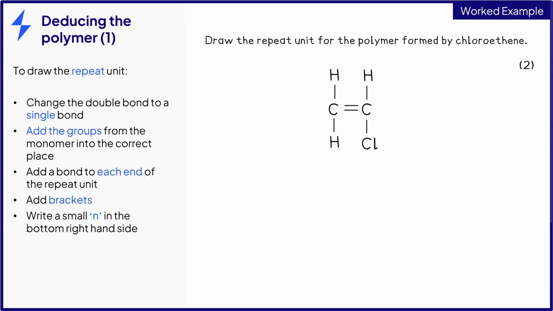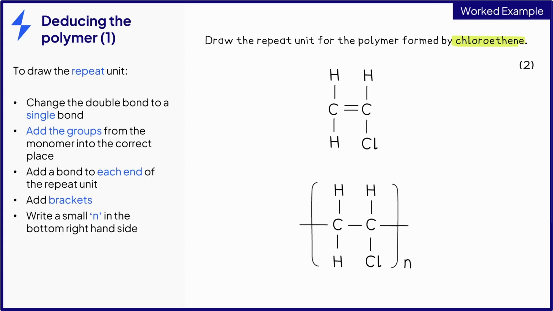You must be able to draw the repeat unit for any given monomer. In this example, you have been asked to draw the repeat unit for the polymer chloroethene. To do this, start by swapping the carbon-carbon double bond for a single bond and add in the surrounding atoms. This structure will score you 1 mark. To score the second mark, you need to add some extension bonds to show that the monomer is bonded to other monomers, and add brackets around the structure and an N in the bottom right-hand corner. This structure scores 2 marks.